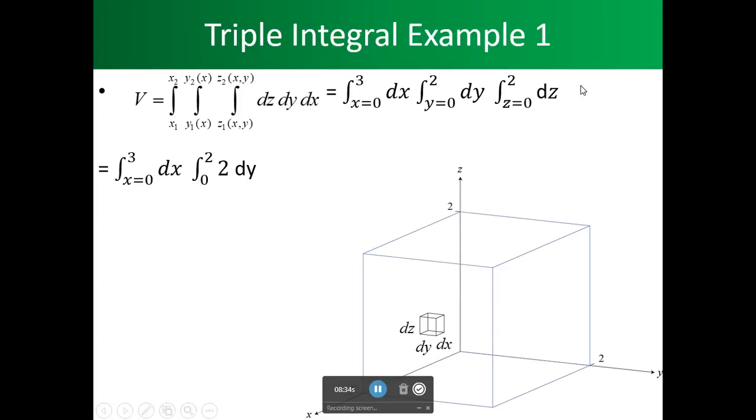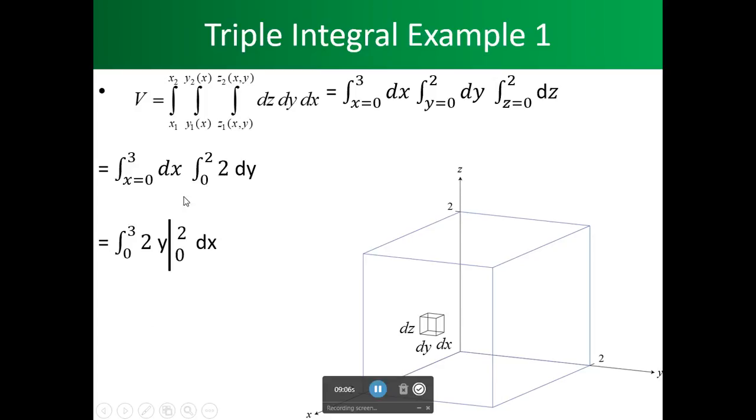So if we integrate dz of 1, we just get z. And then since the lower limit is 0 and the upper limit is 2, the 0 drops out, so we'll just get 2. So now we have 2 dy. Okay, with this 2 dy, we're going to integrate this. There's no y here, so it's just going to be 2y as the answer for our integral.